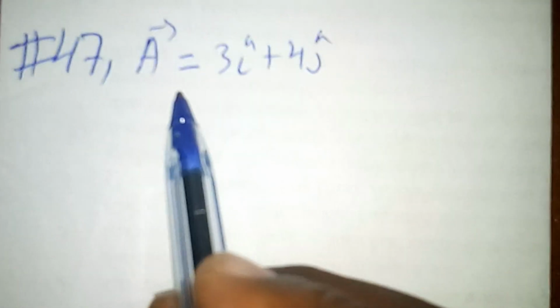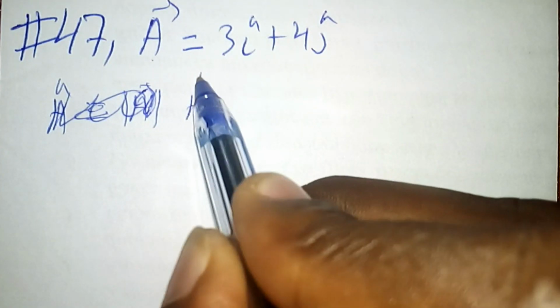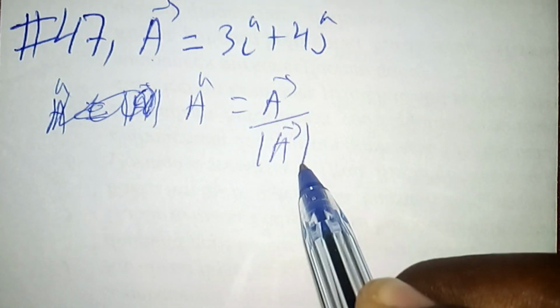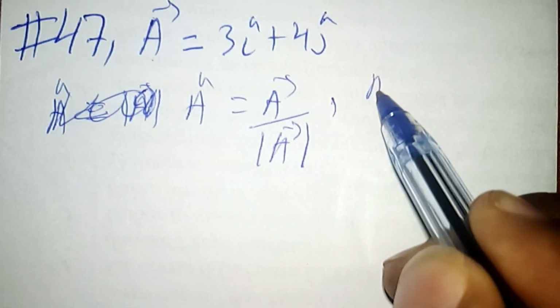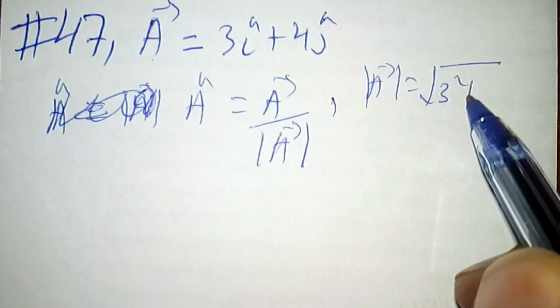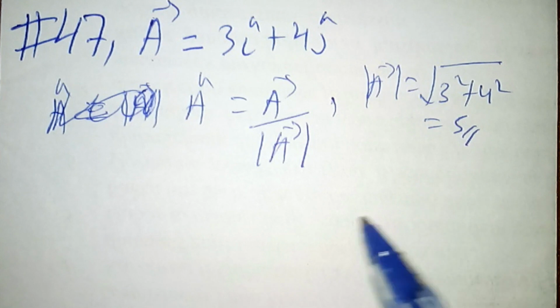So the unit vector along the direction of vector A, unit vector A, is equal to vector A divided by the magnitude of vector A. The magnitude of vector A can be calculated as the square root of 3 squared plus 4 squared, that is 25, which gives us 5.